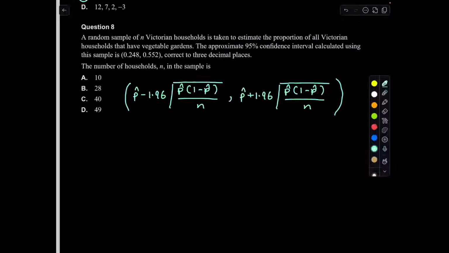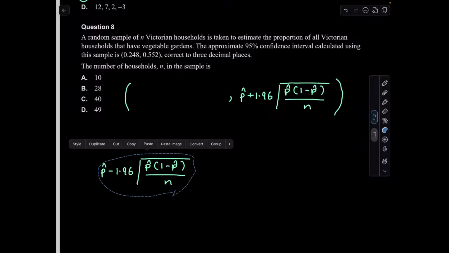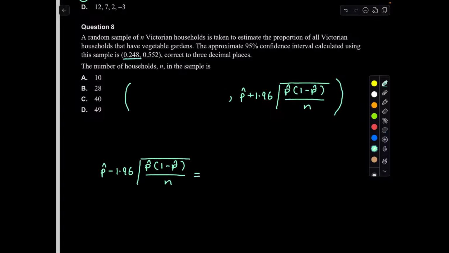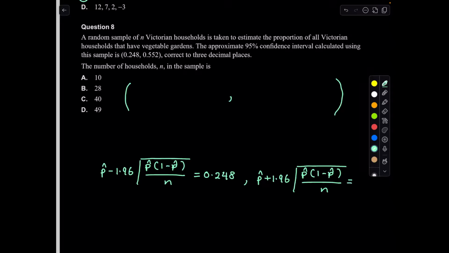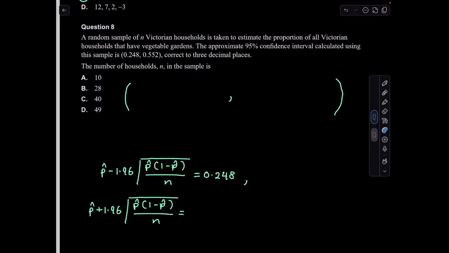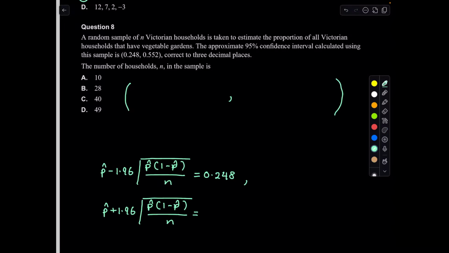You see? So this is our confidence interval formula, and what we can do is take this one over here, and we know it has to be equal to this one over here, 0.248. And then this one over here has to be equal to 0.552. Easy. And that is it. So we've made two simultaneous equations and put them in your CAS. Use solve simultaneous equations and we'll find both p hat and n. Now we don't care about p hat to be honest, but we'll find n at least, and that's what we want.